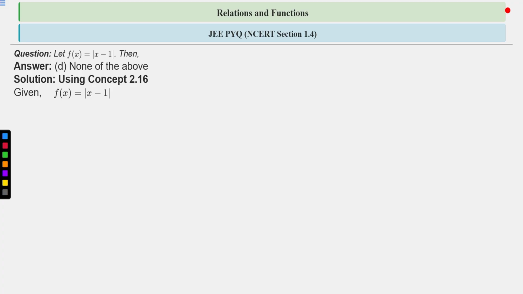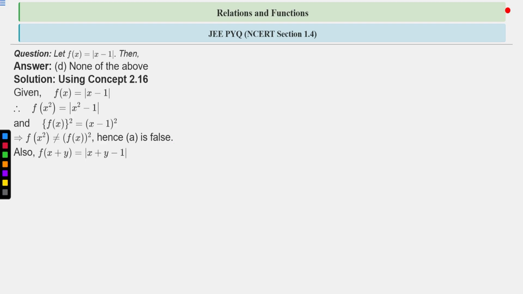Given f(x) equal to mod of x minus 1, so f of x square will be mod of x square minus 1. And f of x whole square will be equal to x minus 1 whole square. Clear? So f of x square will not be equal to f of x whole square. Hence, option A is false. Let us check option B.